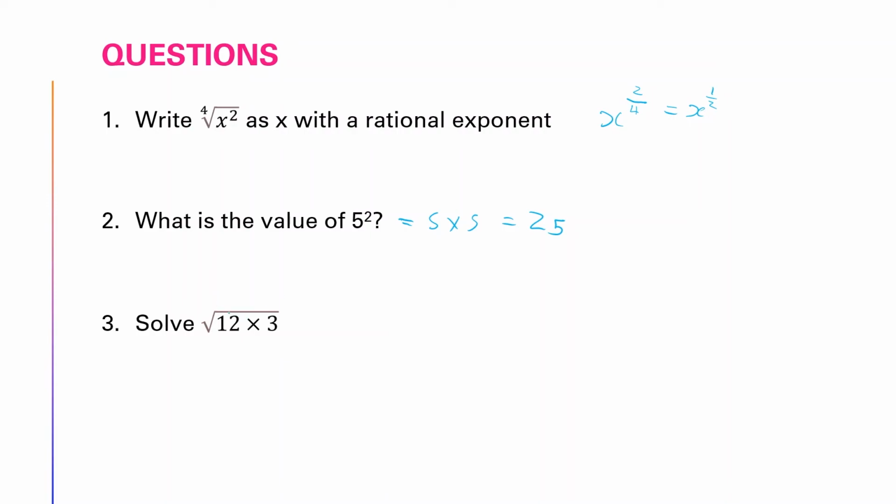Solve the square root of 12 times 3. So the square root of 12 times 3, 12 times 3 is just 36. So we want to find the square root of 36. 6 times 6 gives us 36. So 6 squared gives us 36. So the square root of 36 would give us 6.